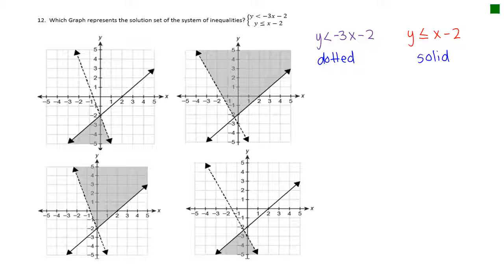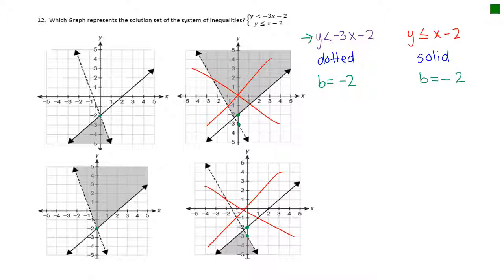Now let's look at the y-intercepts. For our top equation, our y-intercept is -2. And then our other one, our y-intercept is also -2. So both of these are at -2. This one's at -2, but notice this one is at -3. So we can eliminate this one. Both of these are at -2 down here. Same with this one. This one's at -2, this one's at -3, so we can eliminate that one, leaving us with two possibilities.